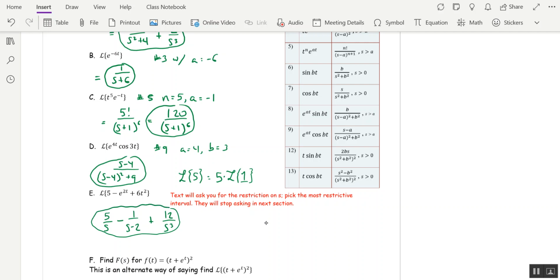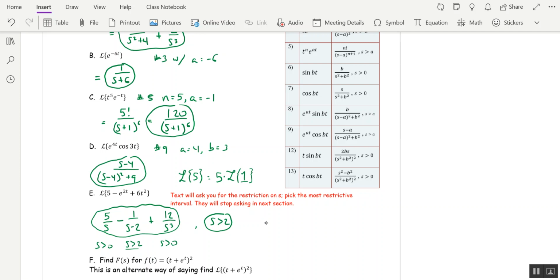All right, and some of your problems, again, are going to ask you for the restrictions on s. If you have several pieces to your answer, you're going to use the most restrictive interval. So this first formula was for s bigger than 0. The second formula, if you look in your table, was valid for s greater than 2. And the third one is s greater than 0. So for all of these to be valid, the most restrictive interval is s bigger than 2. So I'm going to use s greater than 2 so that the formula will be valid.